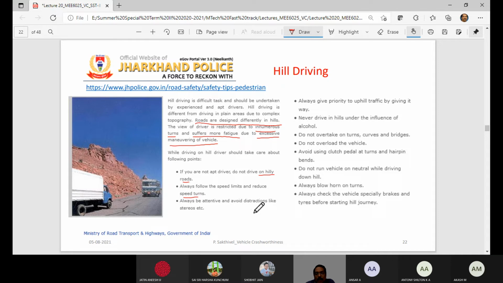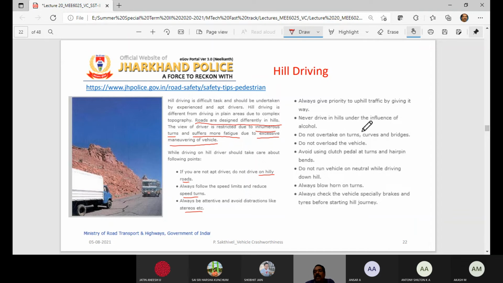Always be attentive and avoid distractions like stereos, etc. Always give priority to uphill traffic by giving it away. So the people who are coming up the hill, we should give priority to them and give way.